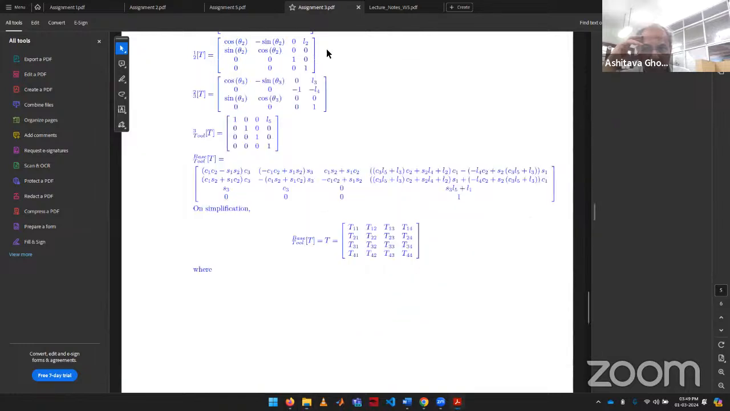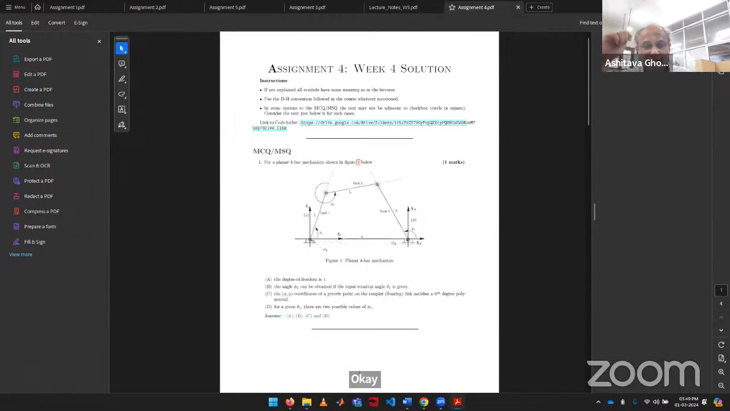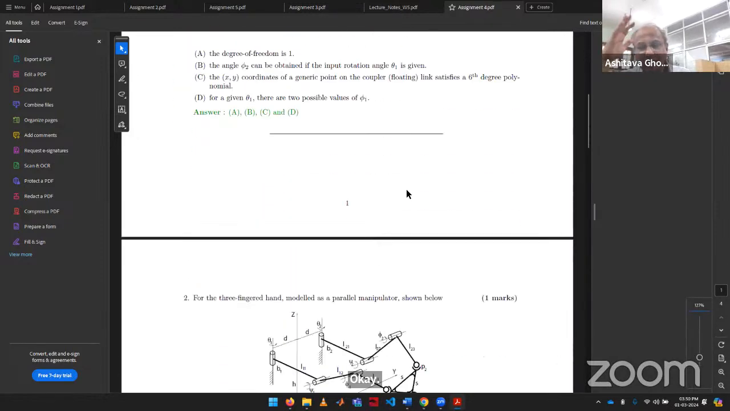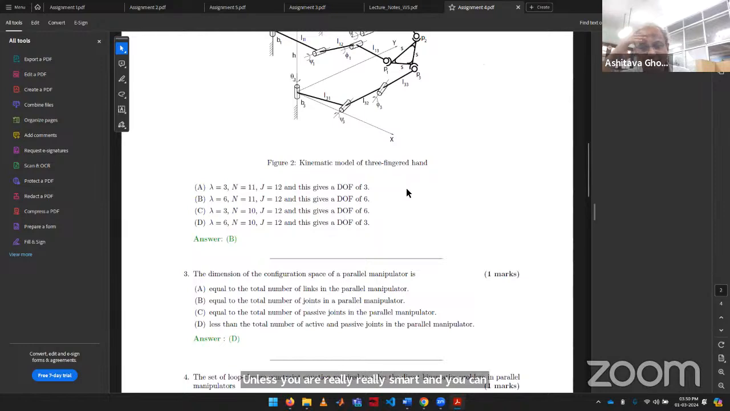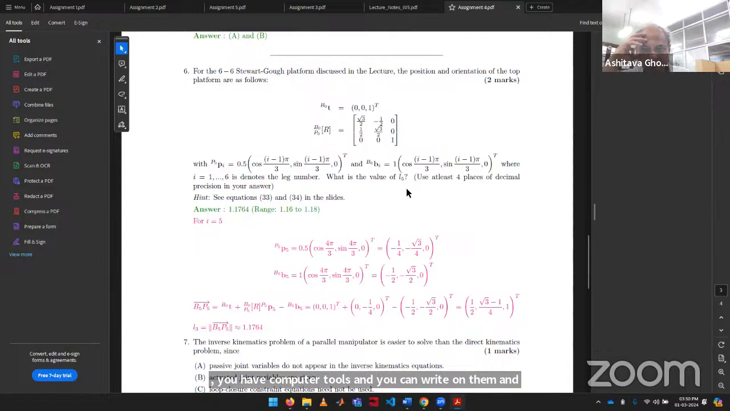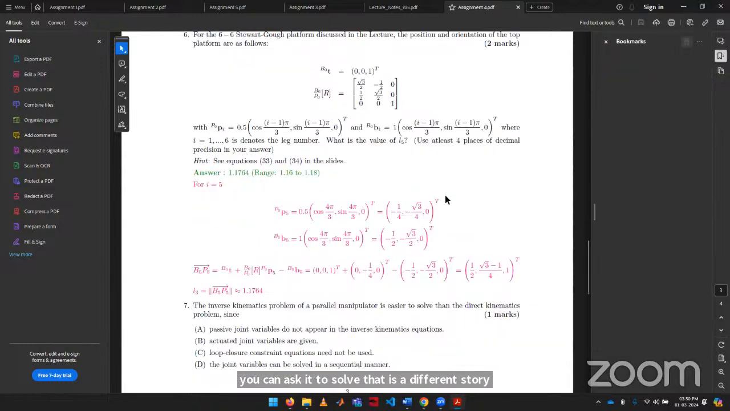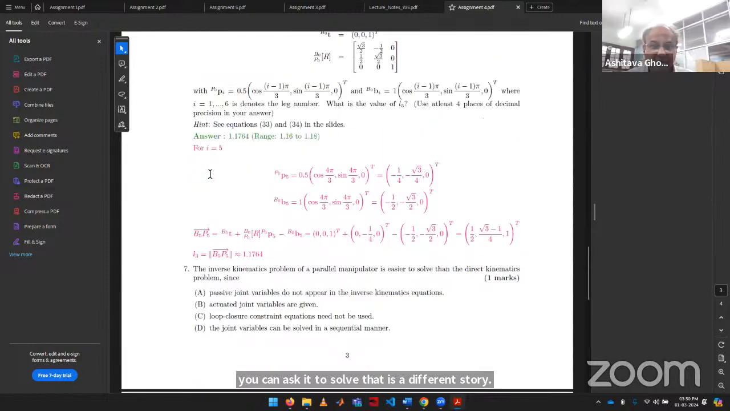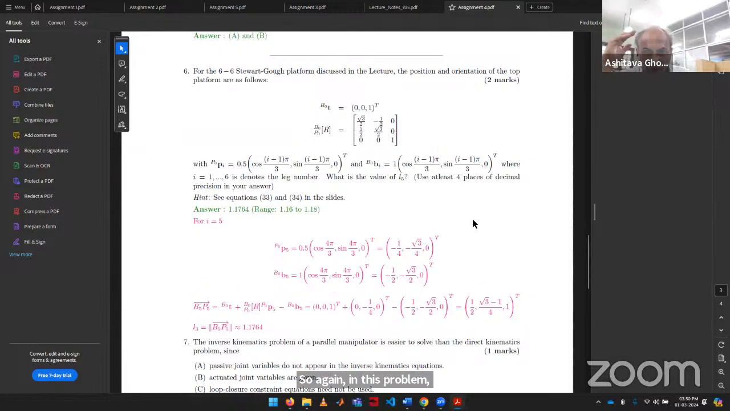Okay. So every time in these assignments, I am giving 1, maybe maximum 2 questions in which you have to use paper and pencil. Unless you are really, really smart and you have computer tools and you can write on them and ask it to solve, that is a different story. So again, in this problem, question number 6, for example, all you need to do is do these 1, 2, 3, 4 steps.